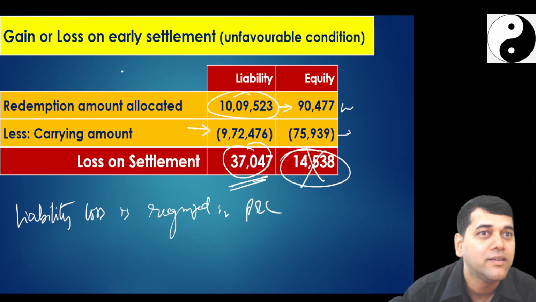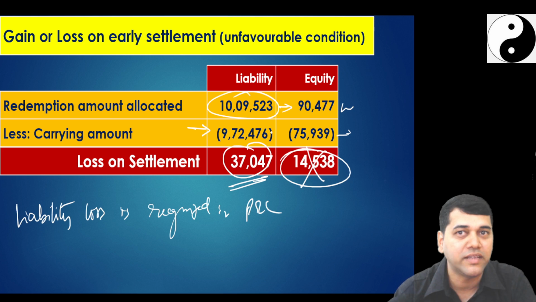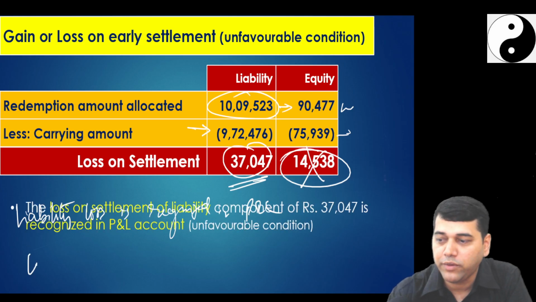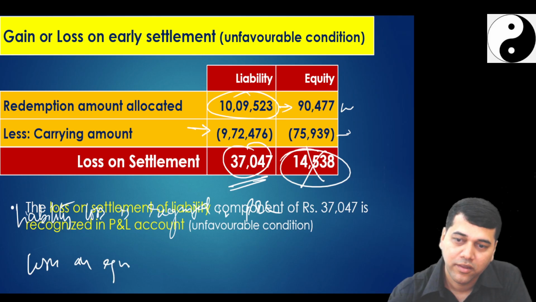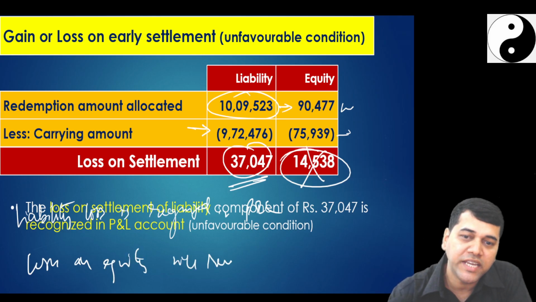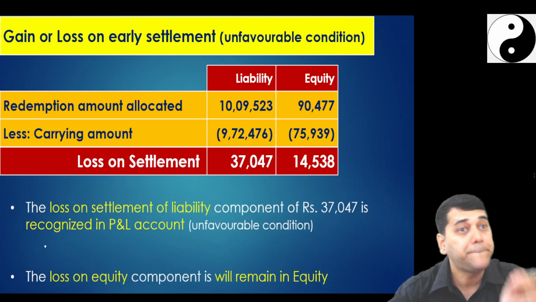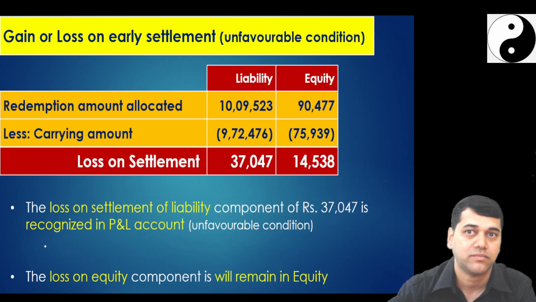Sorry? I will show you now. Now we will pass the entries. Journal entry, nothing else. The language is journal entry. And write: loss on equity will remain in equity. That means P&L doesn't come. That's it.